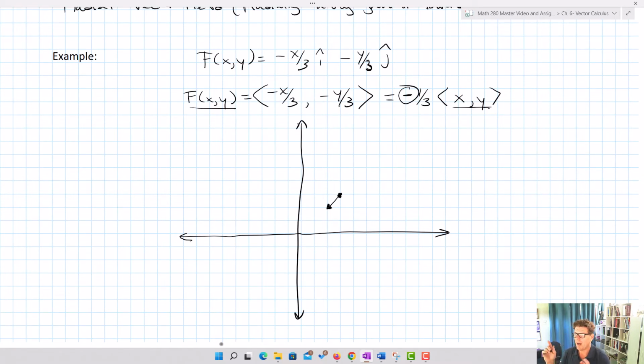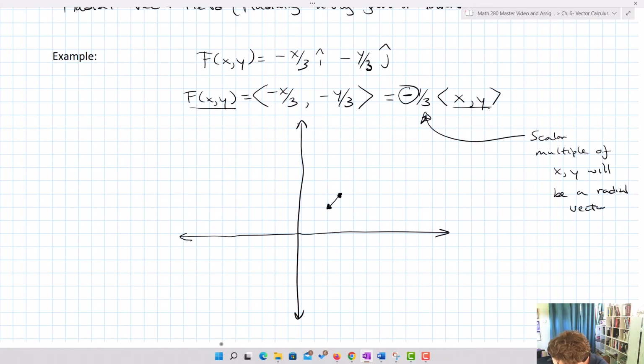So if they're both positive, right? Okay, if they're both positive, they're going to be pointing away from the origin. If they're both negative, okay, they're going to be pointing in towards the origin. So basically what we get here, we can see that a scalar multiple of xy will be a radial vector field.